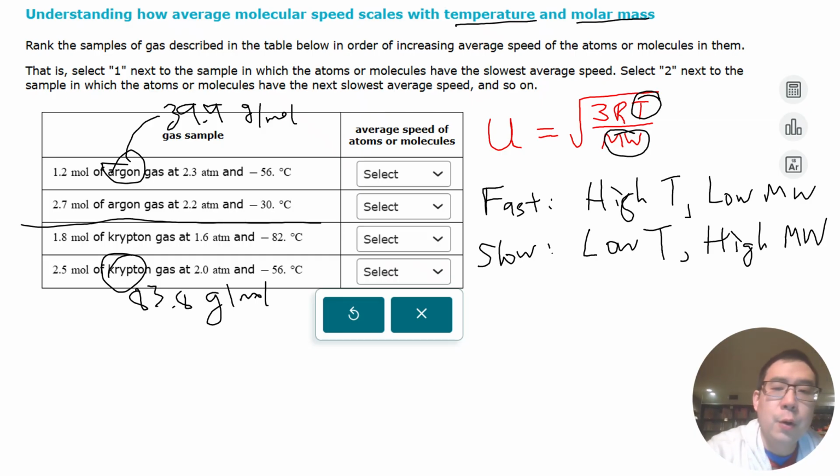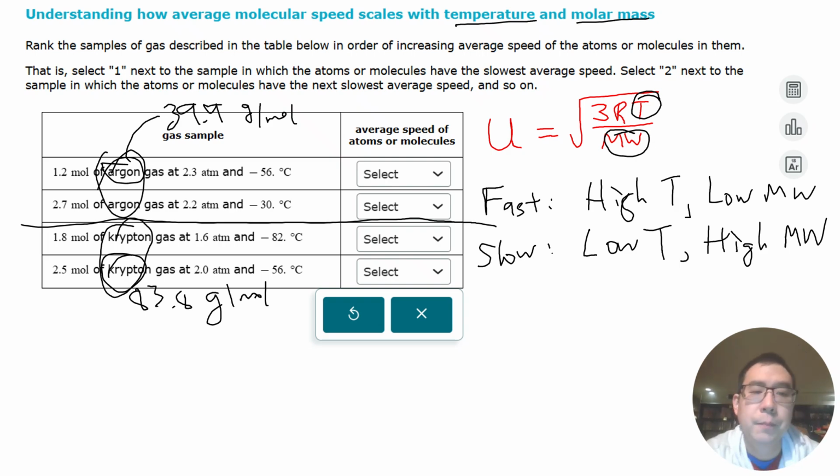Okay, so when we try to analyze this problem, the first thing I'm looking at is krypton versus argon. Krypton generally is going to be slower because it's bigger, it has higher molecular weight. So krypton at negative 82 degrees. Fortunately, we have a sample of krypton at the lowest temperature. So highest molecular weight, lowest temperature, that's going to be the slowest. And that's 1.